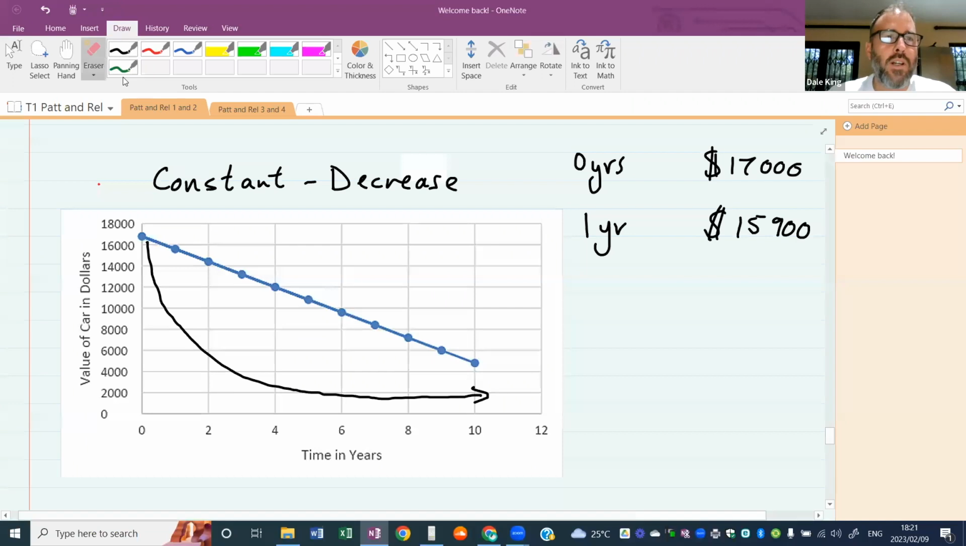Good question. All right, so this isn't inverse proportion. This is just a constant decrease. Any other questions? It was a very good question. Any other questions? Everyone happy so far?